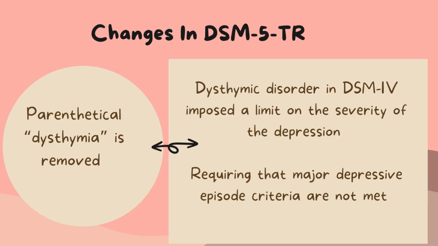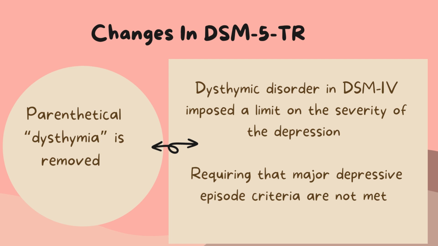Now let's look at what are the changes that have been made in the new DSM-5-TR. So in the DSM-5, dysthymia used to appear in parentheses with persistent depressive disorder. So now the parenthesis has been removed, and that is because dysthymia in DSM-4, that is the one that was before DSM-5, had imposed levels of severity for depression.